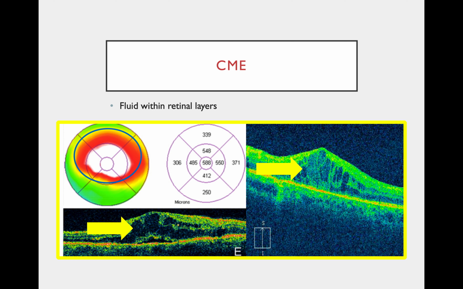One can also look at the central foveal thickness, which is the thickness at the center of the fovea. In this scan, that central foveal thickness is 588 microns. This is nearly double what normal foveal thickness should be, and that's an indicator that there is edema or swelling.